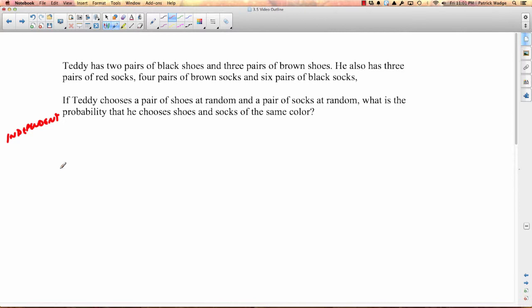Teddy has 2 pairs of black shoes and 3 pairs of brown shoes. He also has 3 pairs of red socks, 4 pairs of brown socks, and 6 pairs of black socks. If Teddy chooses a pair of shoes at random and a pair of socks at random, what's the probability that he chooses shoes and socks of the same color? Okay, there's a lot of information there. So we're going to use a tree diagram.